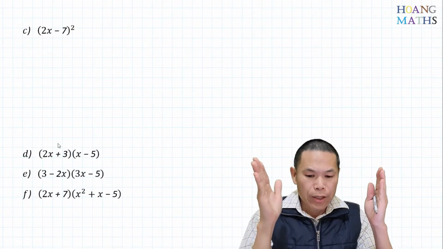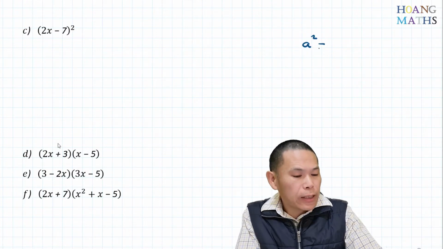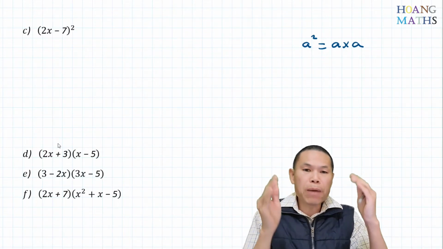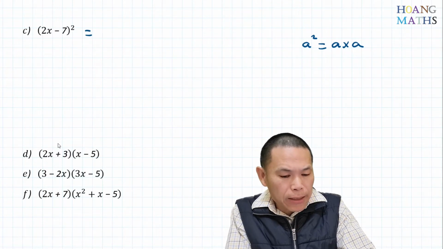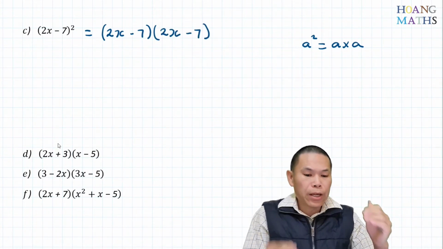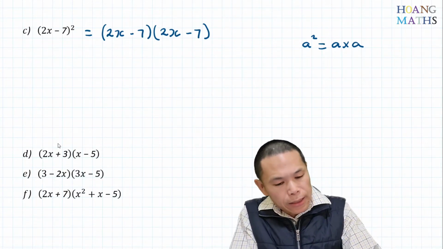Third one. Remember, a squared is equal to a times a. Therefore, 2x minus 7 all squared is exactly the same as 2x minus 7 times 2x minus 7. Now we just expand normally like this.